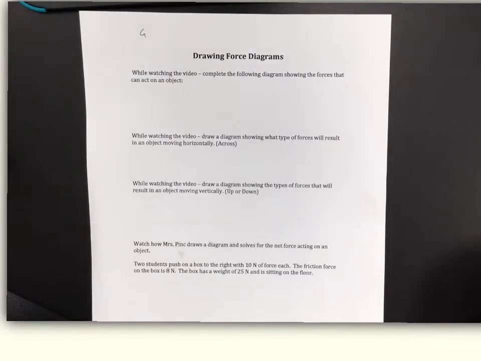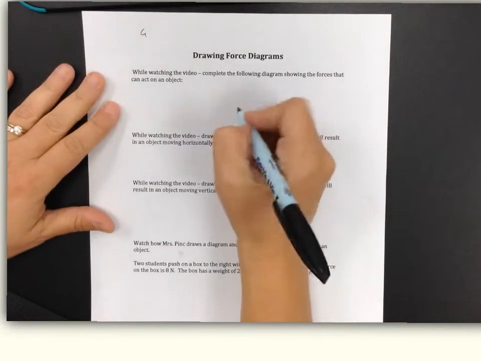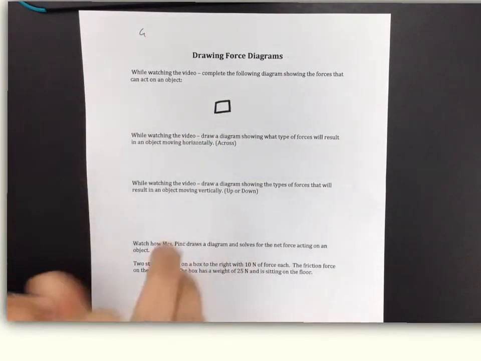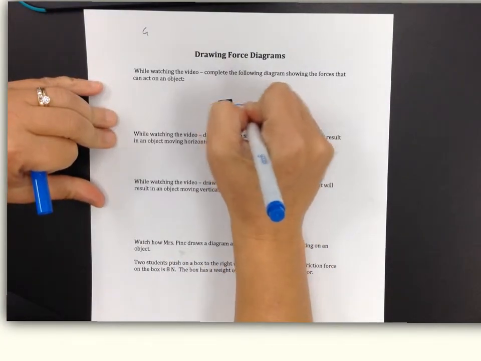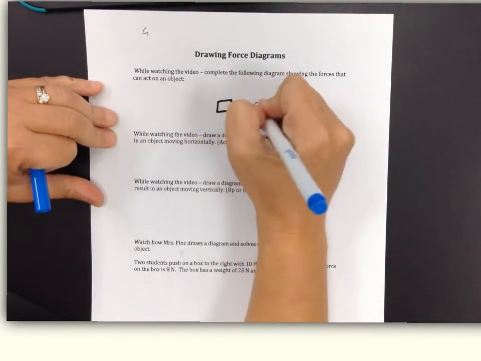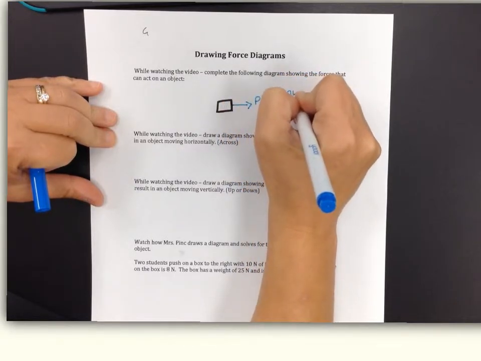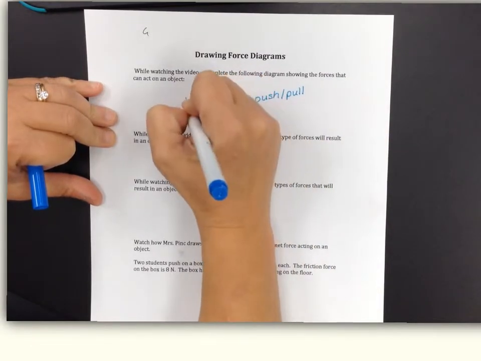Forces are any pushes or pulls that are acting on an object. There are 4 forces that we're going to talk about. We always represent our object by drawing a box. If you're pushing an object or pulling an object, we represent that with an arrow in the direction of the push or the pull. Pushes and pulls can go in either direction.